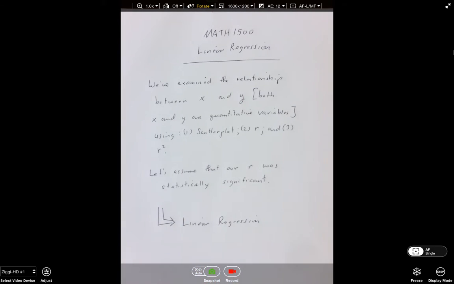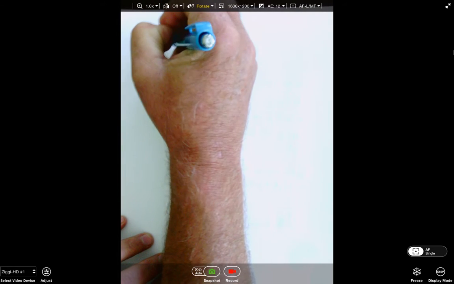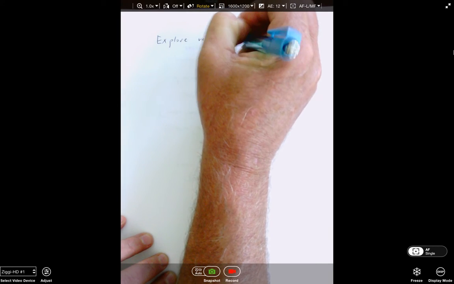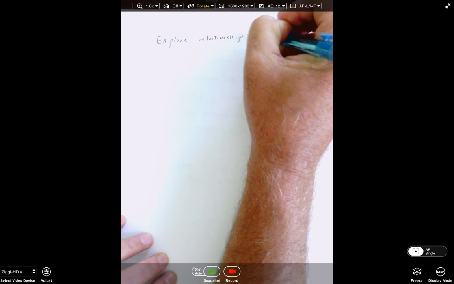And guys, linear regression just further explores and describes the relationship between x and y, but it also creates a mathematical model that we can use to predict y values for future values of x. So let's run through just a general example, okay? We'd like to explore the relationship between some x and y.